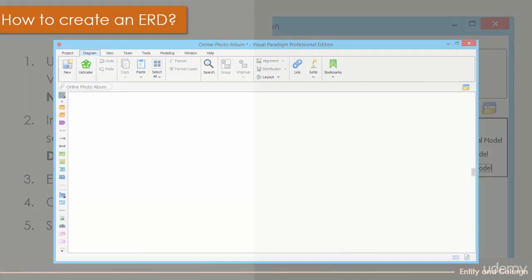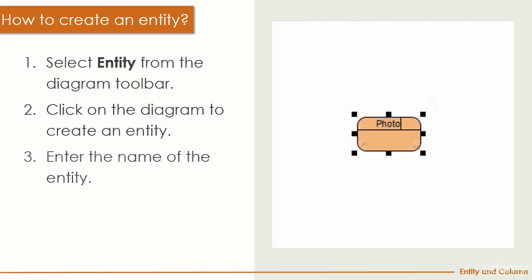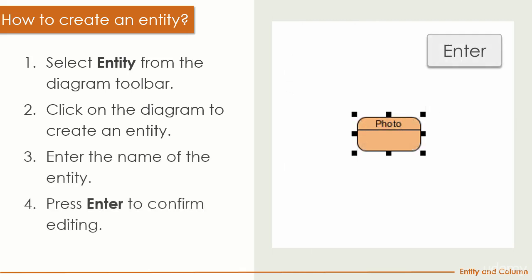Then we move on to talk about how to create the entity. Creating an entity is also very simple. You just select the entity from the toolbar, create it on the diagram, and give a name. You just hit enter to confirm, so it's easy. Again, if you have questions about drawing the diagram, please refer to the Visual Paradigm Essential Training course.